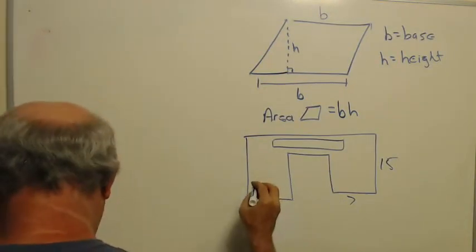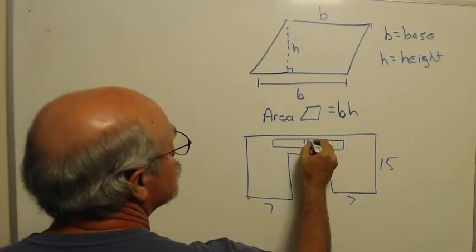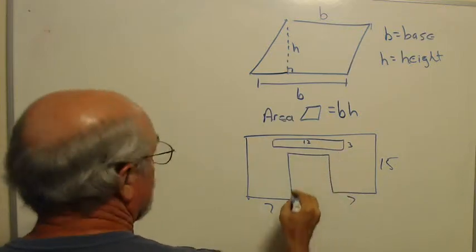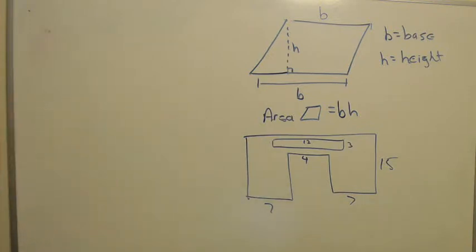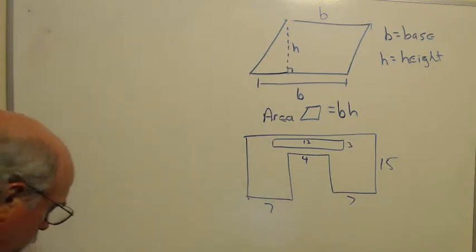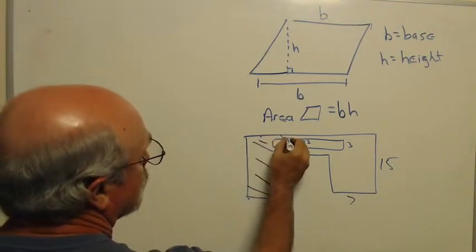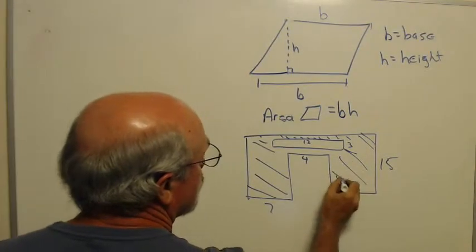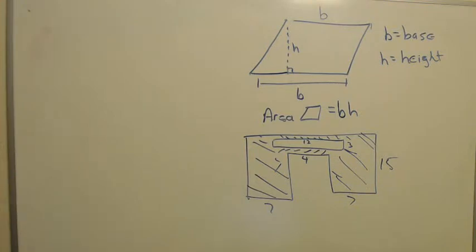This length on that guy is 12, and up and down he is 3, and we know that this is 4. And these are all centimeters. We're supposed to find the area of the shaded region. Now, let me show you what's shaded. Okay, there's a lot of different ways to approach this problem.